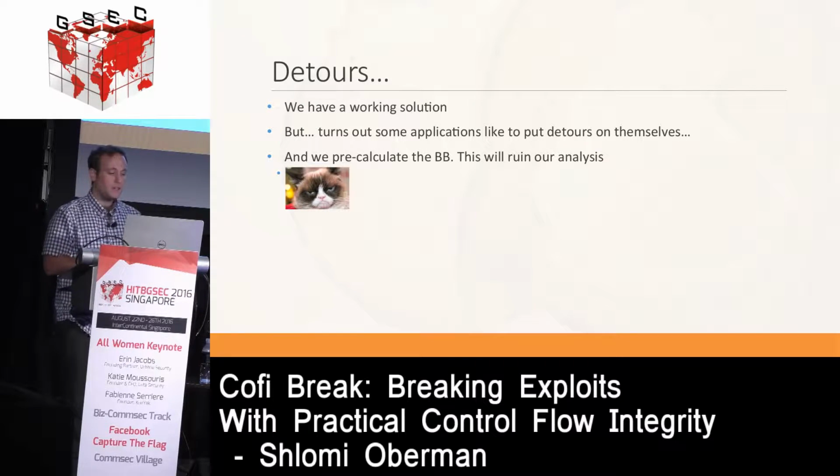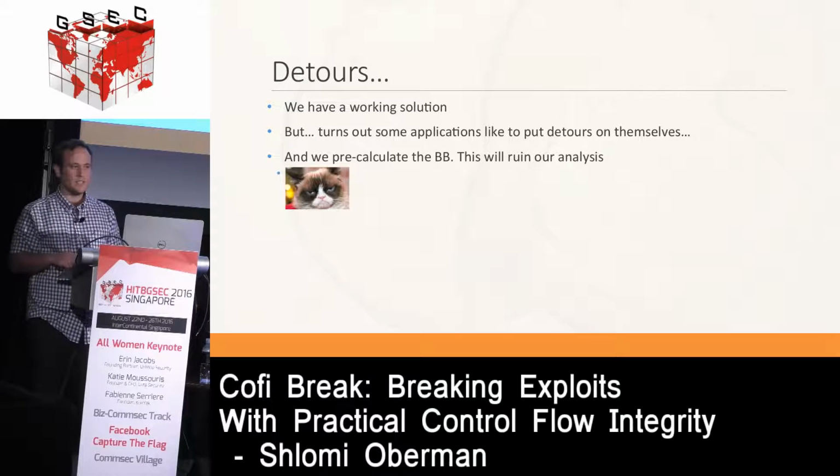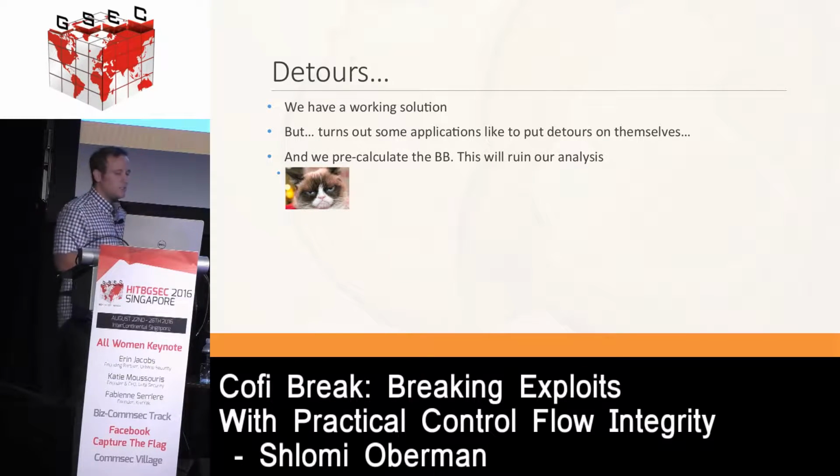Okay, so detours. We supposedly have a working solution, but we do assume that the static modules loaded into the process are indeed static modules. Unfortunately, it turns out that quite a lot of applications like to put detours on themselves, either because of functionality enhancements, sandboxing, or other reasons. We can see this in Office because of functionality called AppV, App Virtualization, or in Adobe because of sandboxing mechanisms. So, since we pre-calculate the basic blocks, this will ruin our analysis, okay?